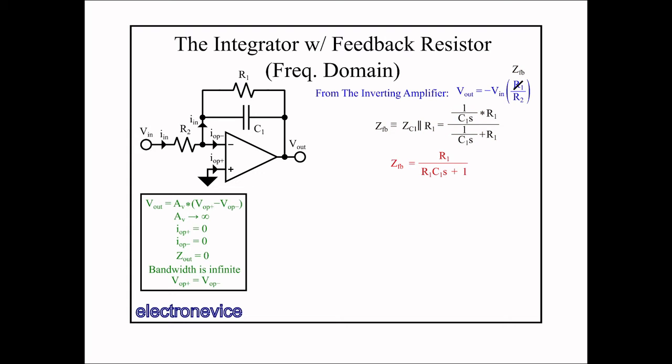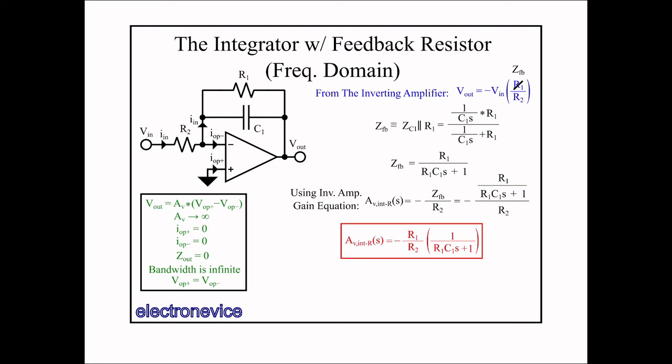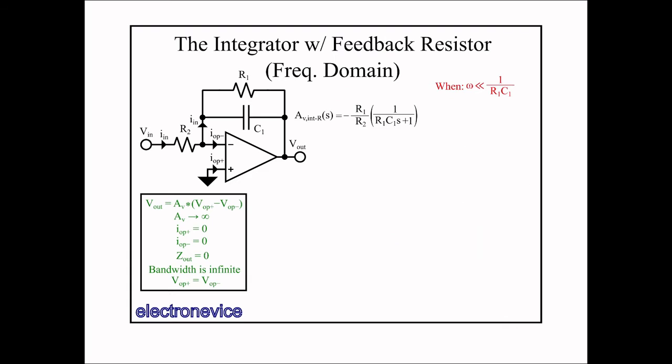Simplifying this equation, we come up with the following expression for ZFB. And substituting it in for R1 from our inverting amplifier gain equation, we get the following transfer function for the integrator with resistor. This has a pole that occurs at a frequency of 1 over R1C1 radians per second and a proportionality factor of negative R1 over R2. Let's take a look at what this equation looks like at low and high frequencies and see if we can come to some useful approximations.